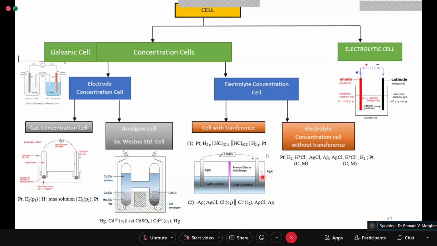So you have an electrolyte concentration cell with transference, that is, a semi-permeable membrane is there, which will allow the transfer of ions. So such two types of electrolyte concentration cell are there. Apart from that, you may have two beakers, both having copper sulfate solution, but one is 1 molar and another is 0.1 molar. Depending on that, we find that an oxidation reduction reaction takes place.